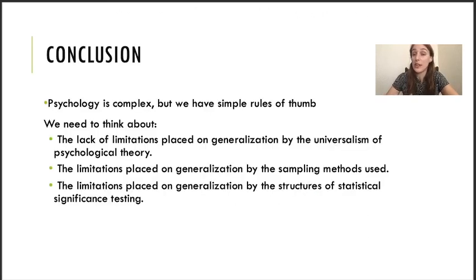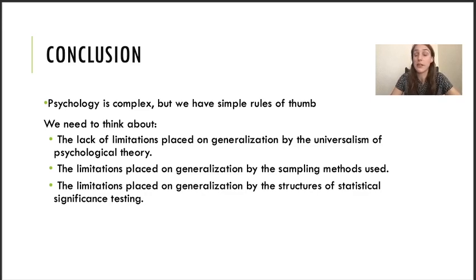So the conclusion is, psychology is complex. It's difficult when we want to make decisions and make generalizations in an accurate way. So we follow a few rules of thumb to do so. We think about the limitations of generalization, and in fact, we'll write about the limitations of our own studies in our paper. We include it in the discussion section of our paper.